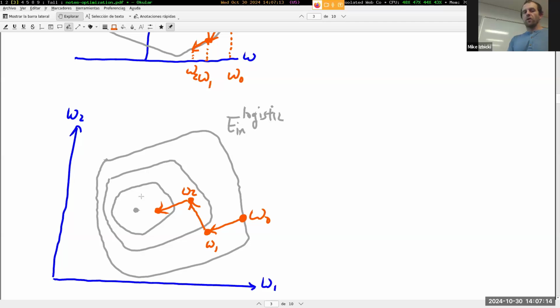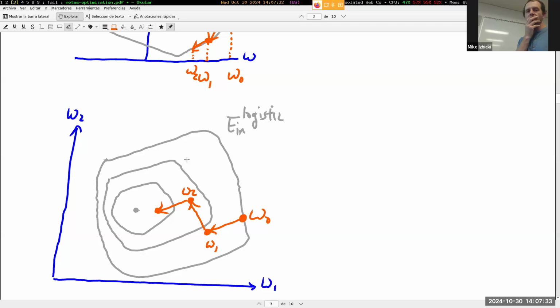The formula again for gradient descent is the same no matter what the weight dimensions are down here. It's just a different way of visualizing it. Any questions about these visualizations?